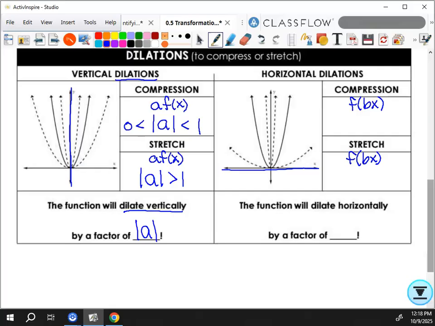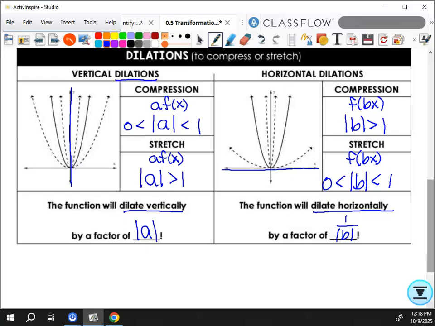So for a compression, it's going to be when the absolute value of b is greater than 1. So if I see f of 3x, that would actually be a compression by 1/3. You take the reciprocal. Okay. So a stretch would be when the absolute value of b is between 0 and 1. So the function will dilate horizontally by a factor of 1 over the absolute value of b. Take the reciprocal because x is a liar.